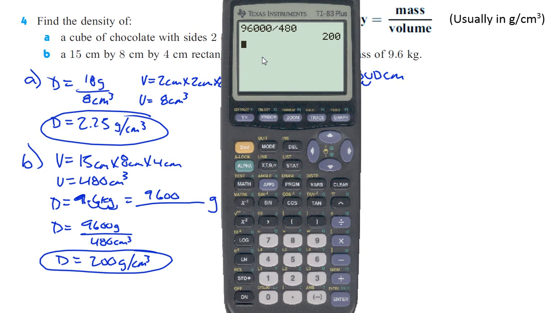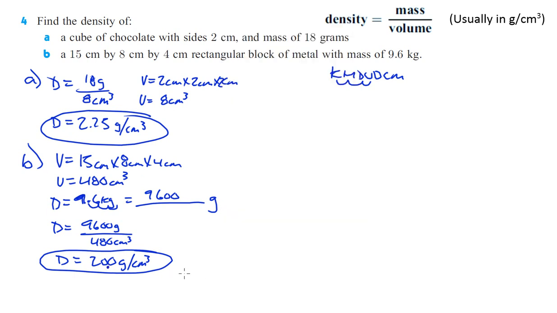I just went back and double checked my numbers here, and look, I put one too many zeros in there. So instead of 200, that's going to make it 20 grams per centimeters cubed. Not 200, that sounded like a lot, but okay, 20 grams per centimeters cubed on that one.